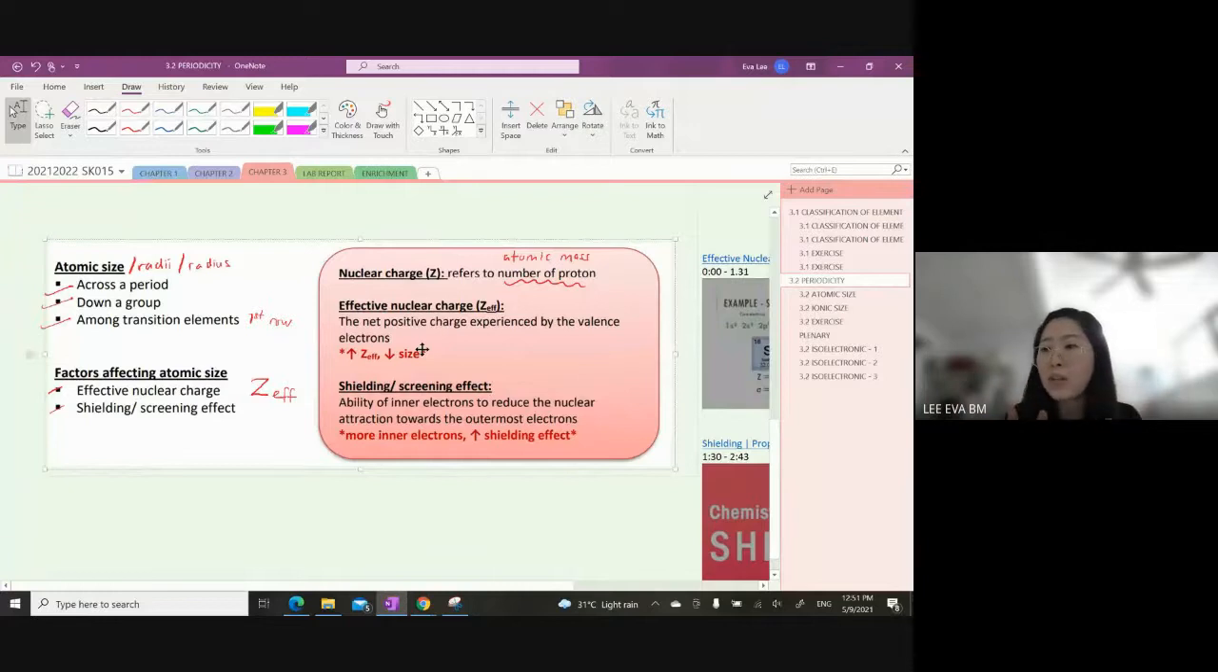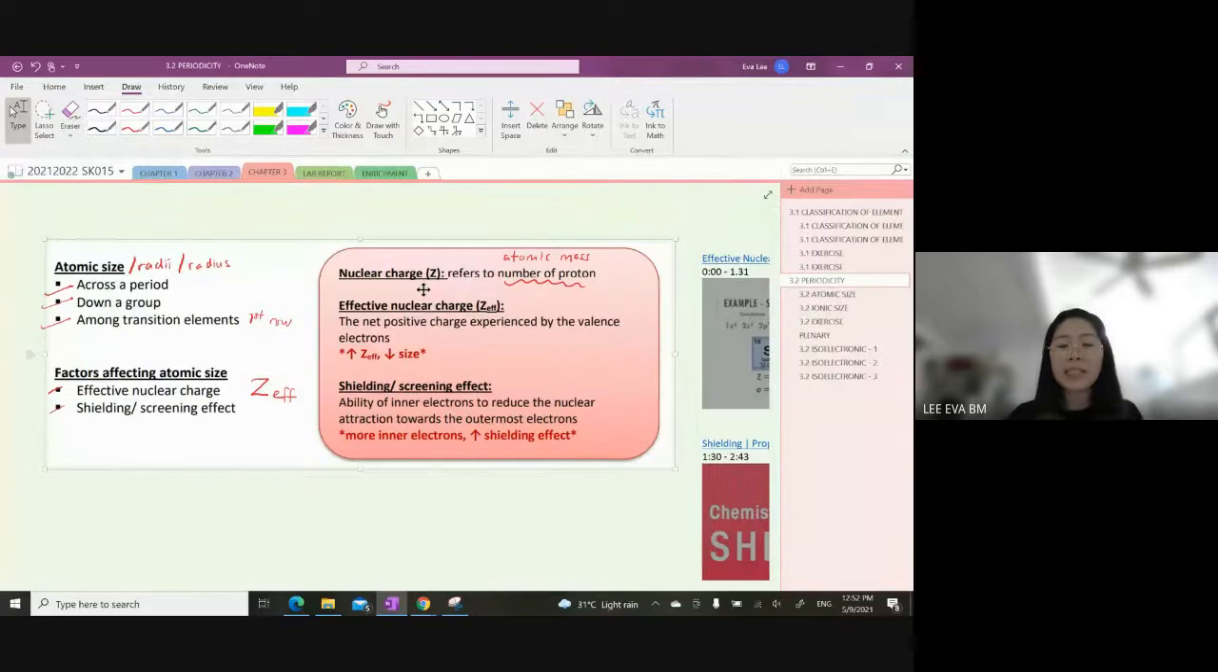So is there any questions about the Z and the ZEF? Nuclear charge and also the effective nuclear charge. No, madam. Okay, so this is one of the terms because we will keep on mentioning the Z effective. For the whole 3.2 over here, we will keep on mentioning the Z and the ZEF. So you need to understand the differences between the nuclear charge and the effective nuclear charge.